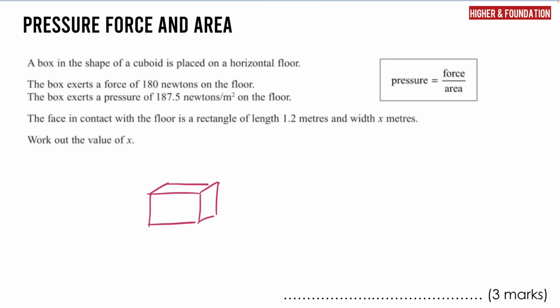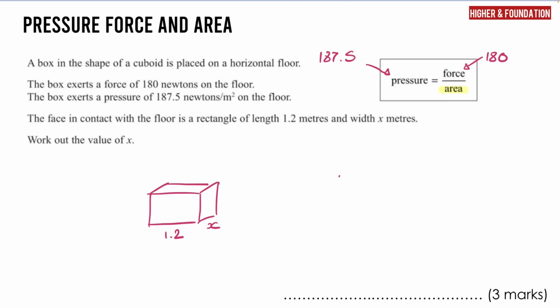It says the box exerts a force of 180. Now if you're going to write it into the formula, that means on the top here we've got the 180, and there's a pressure of 187.5. The face in contact with the floor is a rectangle and it has a length 1.2 and a width of x. So here, as we mentioned, there is a missing area.